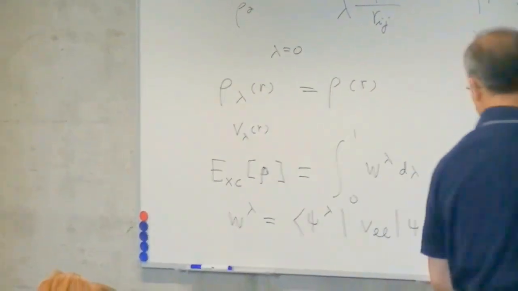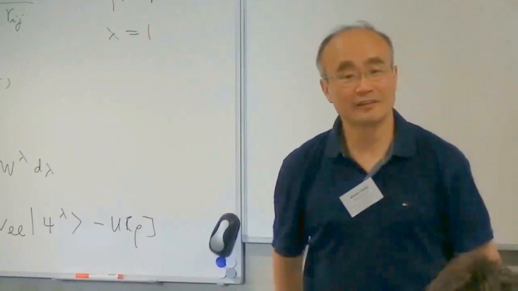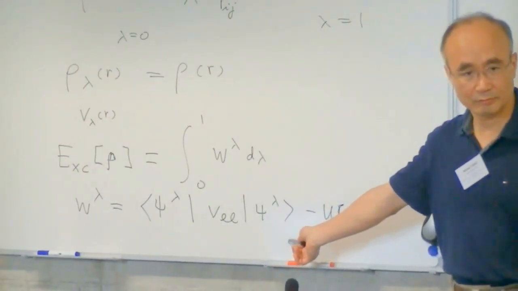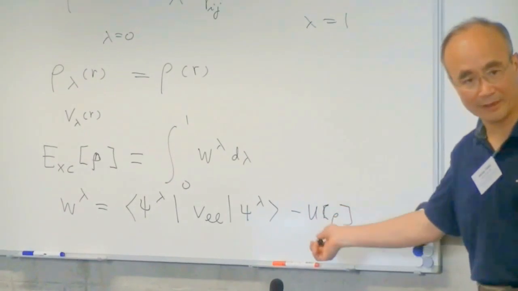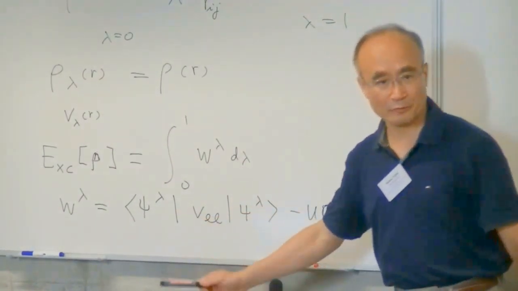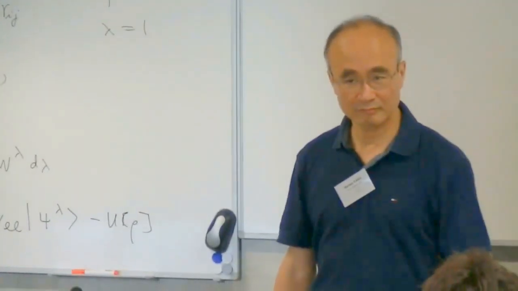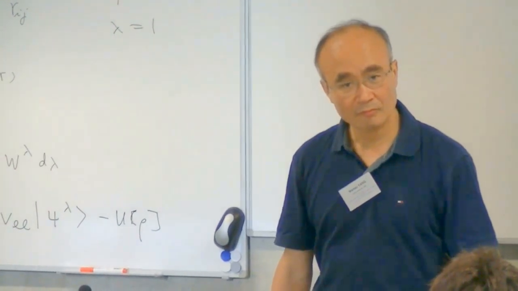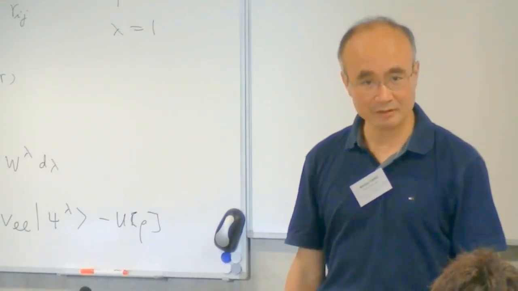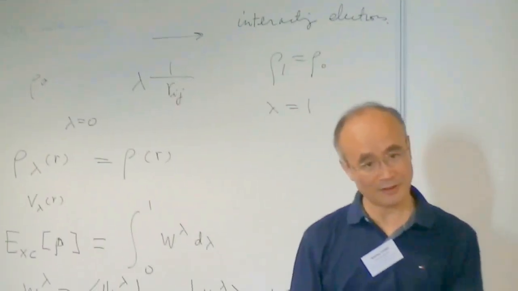Okay. So now we have this expression. When you're saying that lambda is continuous from 0 to 1, the exchange correlation function W lambda will be defined for all lambda, by this expression. This is constant, independent of lambda. And this is dependent on lambda because the wave function in between is lambda dependent. You would always have some wave function associated with lambda. That's the assumption, because we have a wave function here and a wave function here, and we assume there is a wave function in between.